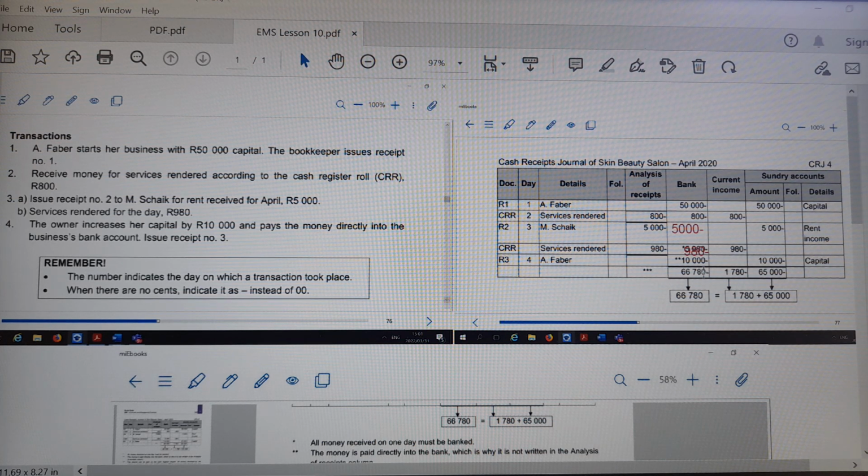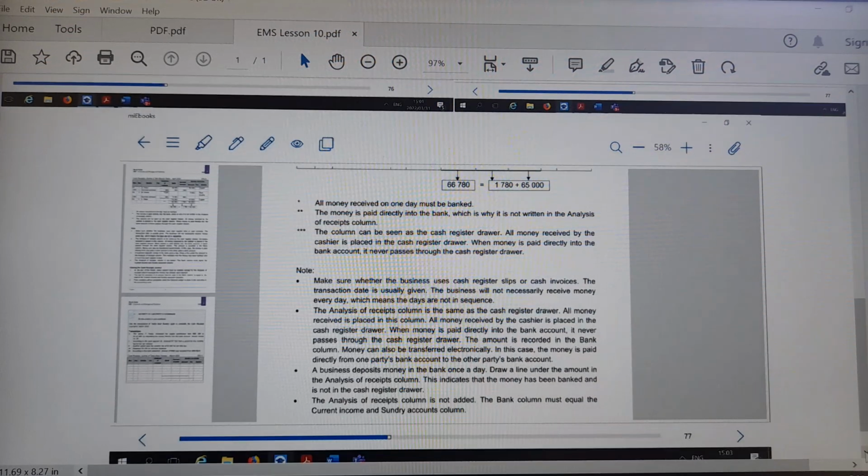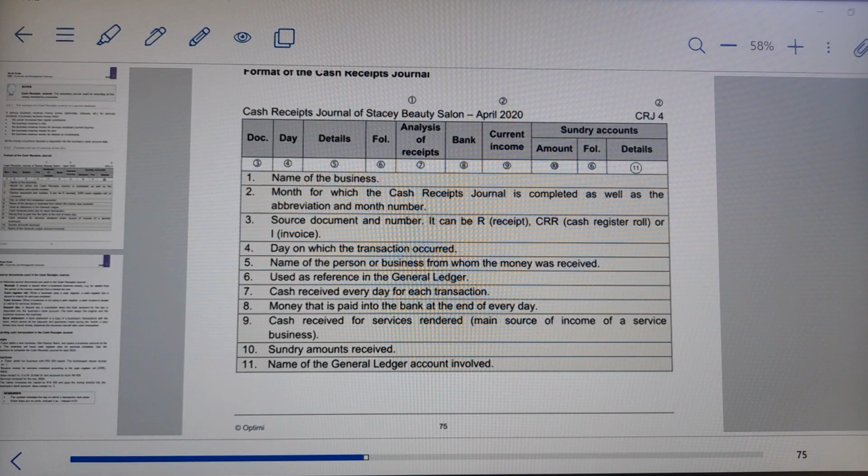I hope you understand. Remember, this dash is not minus. It just indicates that there are no cents in the amount. And these are just the notes at the bottom. Once we have covered the example, you can go through these notes on your own. Let's go back now to the textbook.